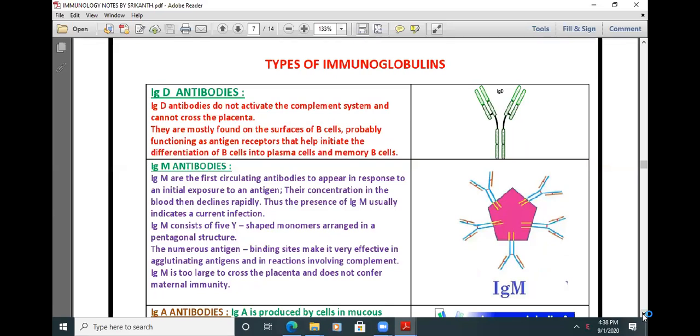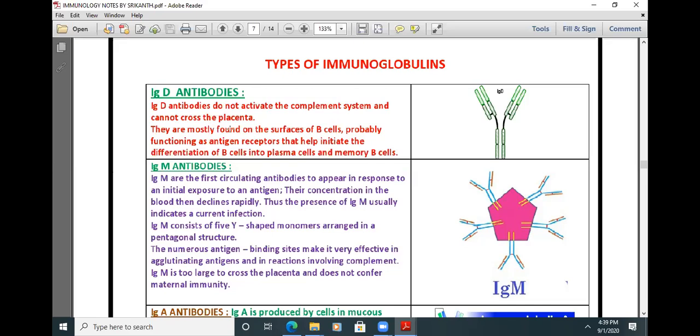IgD antibodies. You see the IgD antibodies in the picture. IgD antibodies do not activate the complement system and cannot cross the placenta. These are their properties. Other antibodies activate the complement system, but these do not. They cannot cross the placenta, meaning they cannot travel from mother to fetus.